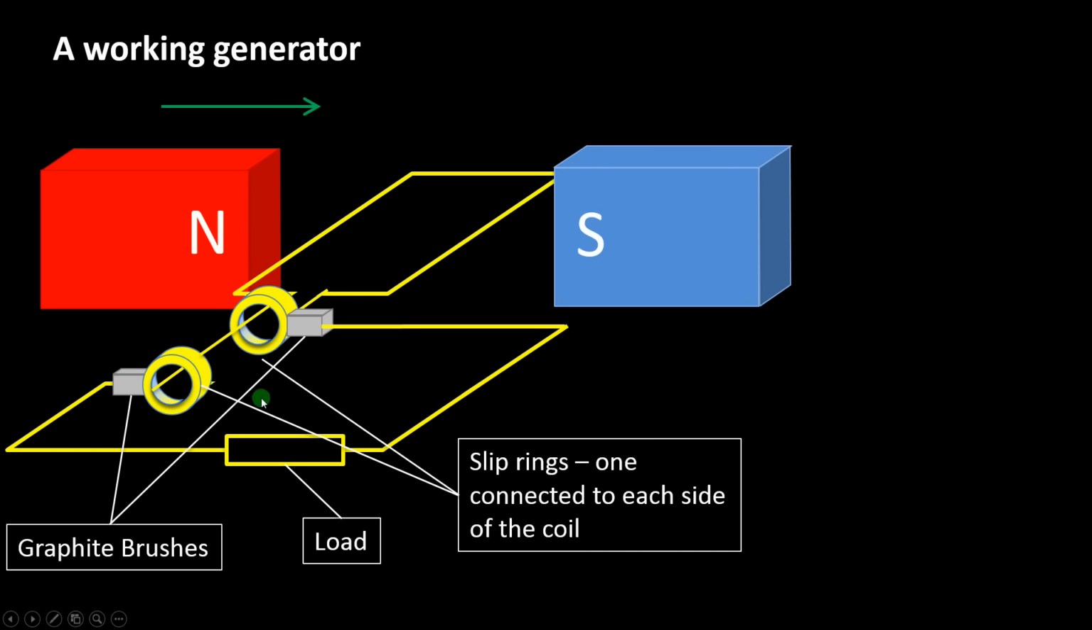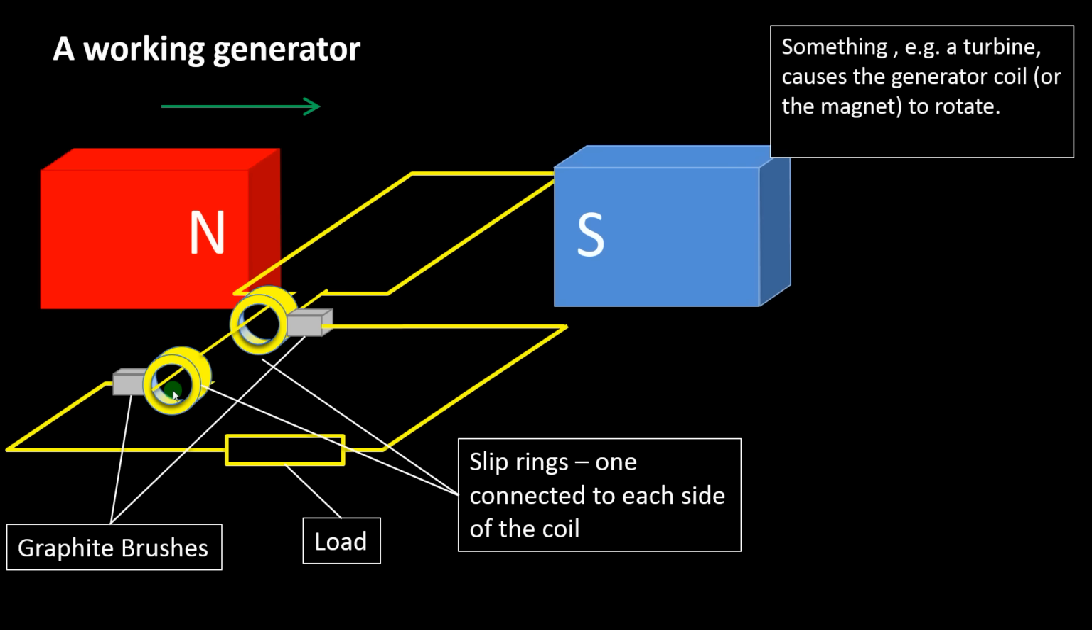And then instead of the split ring commutator we had in the motor, we've now got slip rings, which do one of the jobs that the commutator did, but not the other one. They allow the coil to rotate, right? Because remember in this one you are putting the rotation in, you are somehow driving this round. But they don't do the swapping of the sides of the coil, and that's important because it affects the output that we get from the generator.